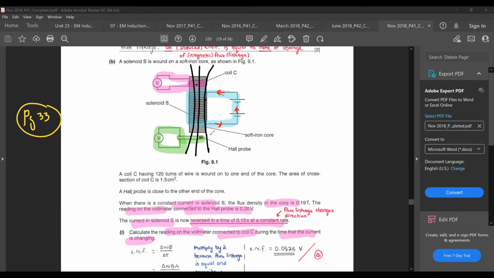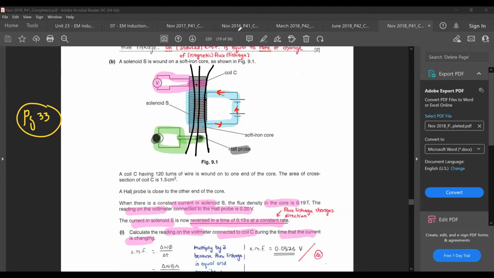If you recall what we did in the previous chapter, Hall probe just measures to us the flux density. It tells us how strong the magnetic field is, and it normally gives us the reading in the form of Hall voltage. So your Hall probe here connected to a voltmeter is actually measuring your magnetic flux density and giving it out in terms of Hall voltage. All right. And then your coil C here, which is actually a separate part, is connected to a voltmeter.